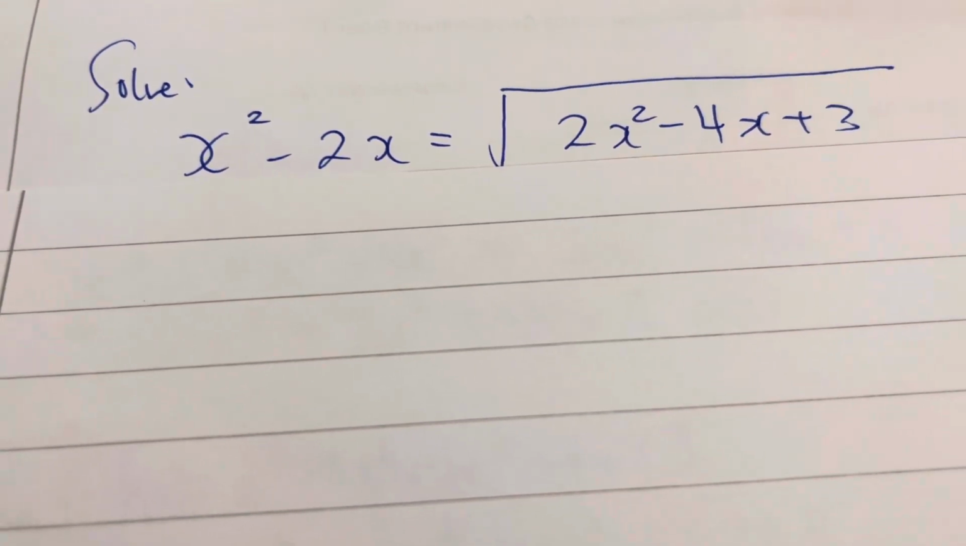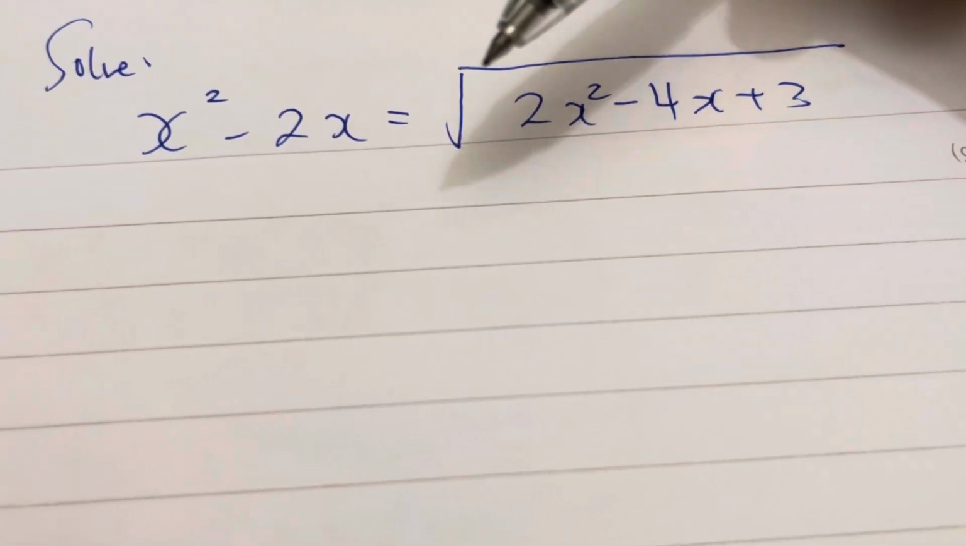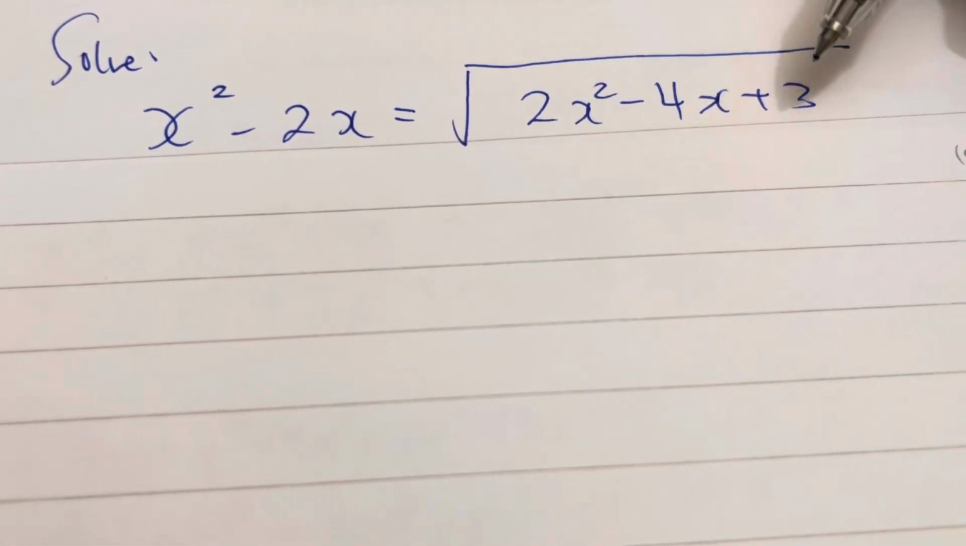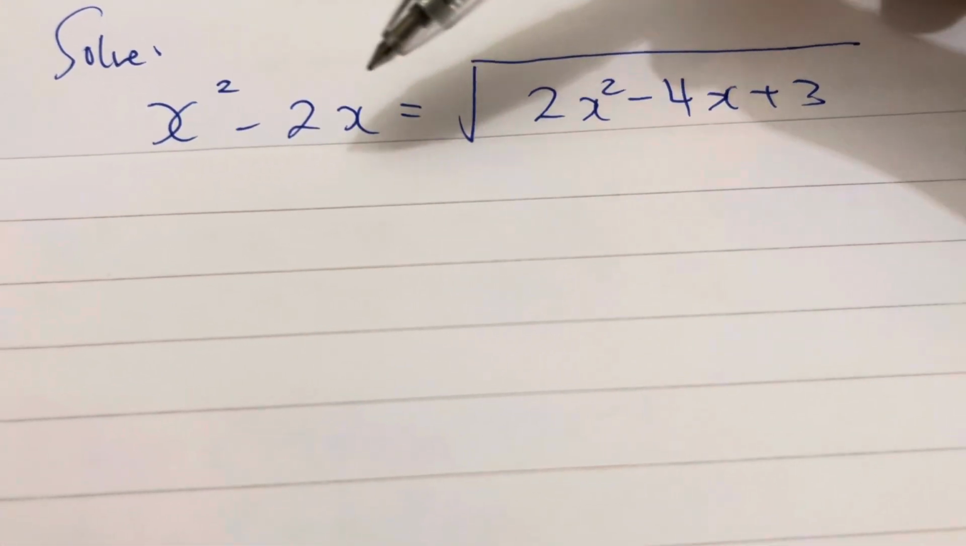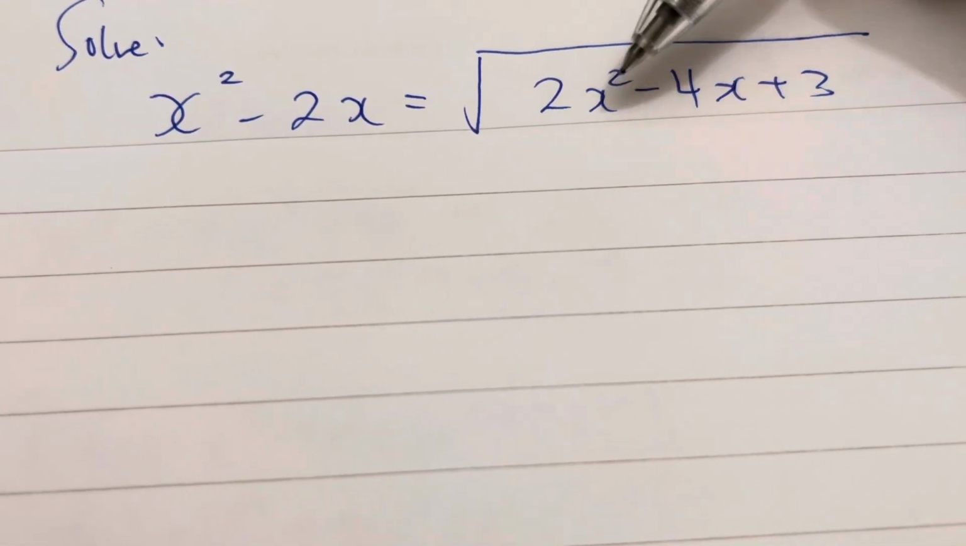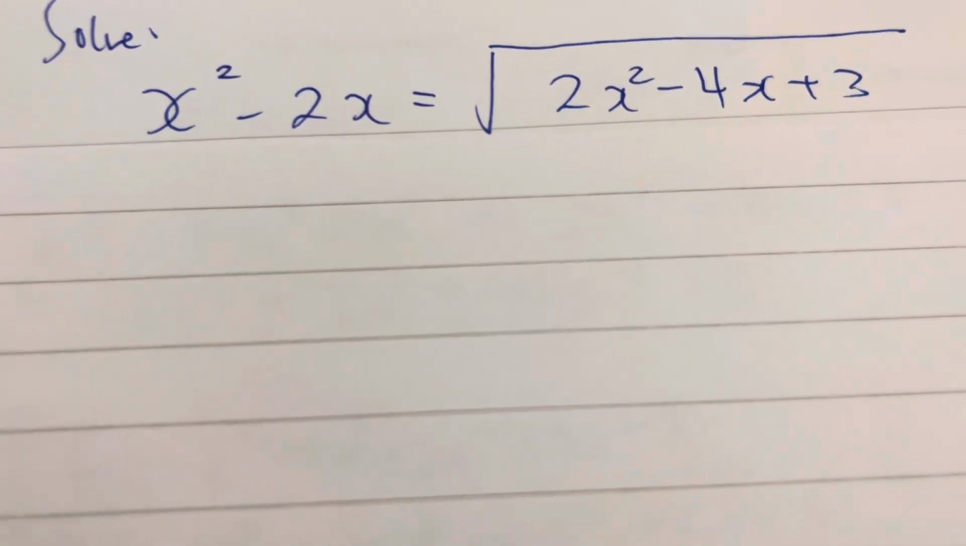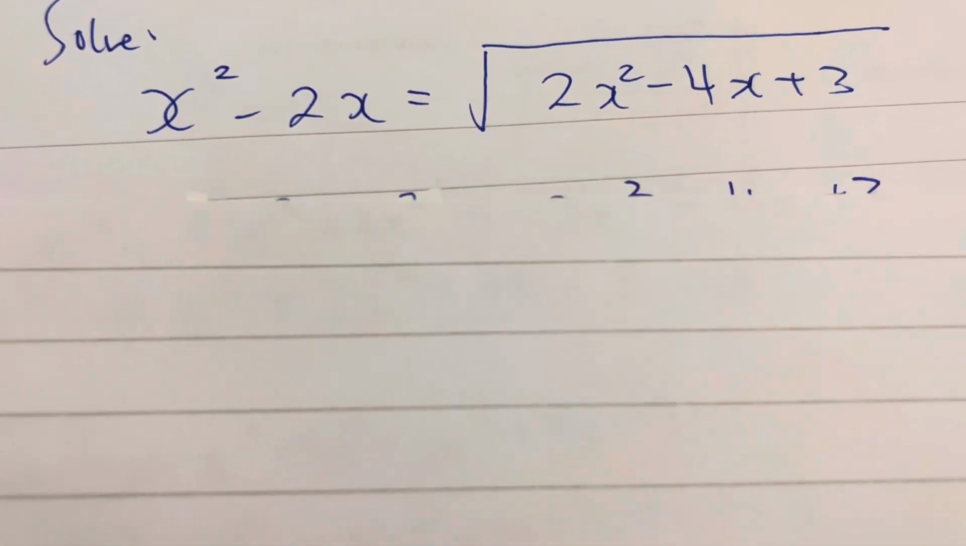This is a question from the textbook. You're asked to solve this particular equation. Now, if you can see, there is a square root sign here. So you need to square both sides before you can do anything, because now all these three terms are trapped inside this square root sign. So you square both sides.